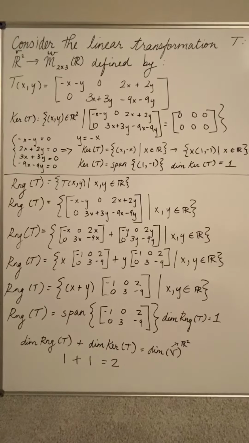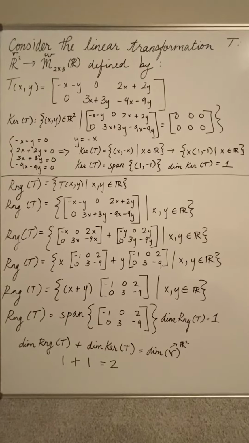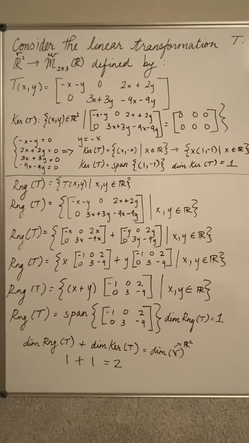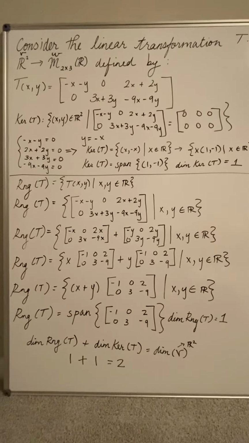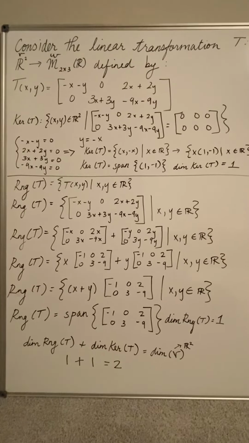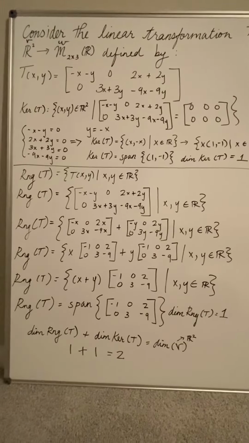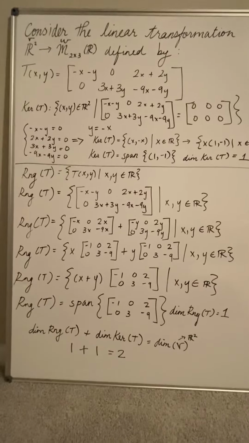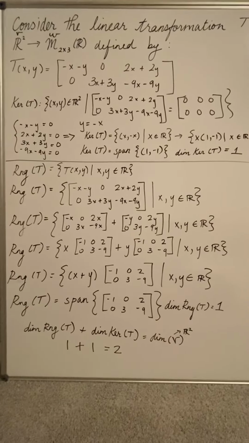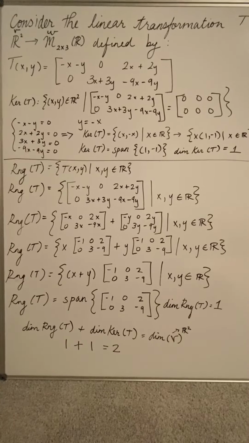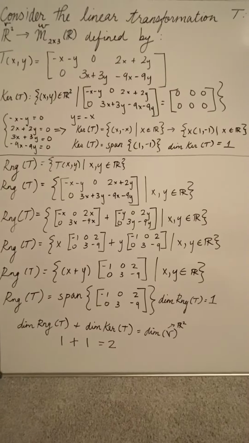And the range of T is defined as the set T(x, y), such that both x and y are elements of the real numbers. And by replacing T(x, y) with the defined matrix, I separated the defined matrix into just x's on the left side and just y's on the right side. And I factored out the x and the y, and since they're both being multiplied by the same matrix, I wrote the range of T is equal to (x plus y) times the matrix with rows negative 1, 0, 2, 0, 3, negative 9, such that x and y are elements of the real numbers.